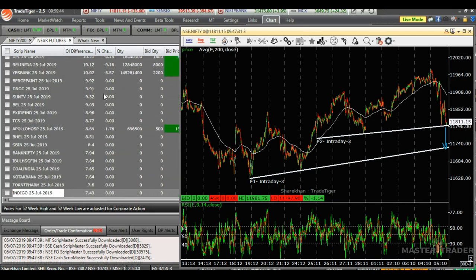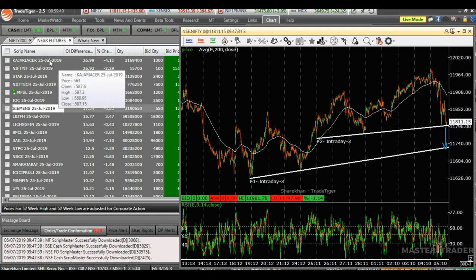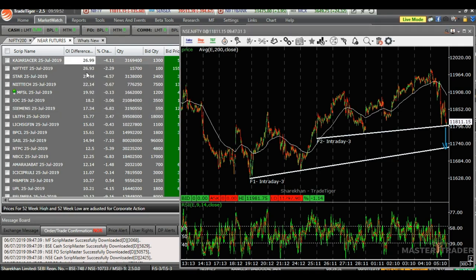Now, if we look at stocks, if you see Kajaria Cements here, it had the highest change in open interest, 27%, and it went down by 4%. So what is this indicating? High open interest and a fall in price means that this stock is weak. So we will look at the chart and try to figure out whether to go short, or what the stock is really doing.